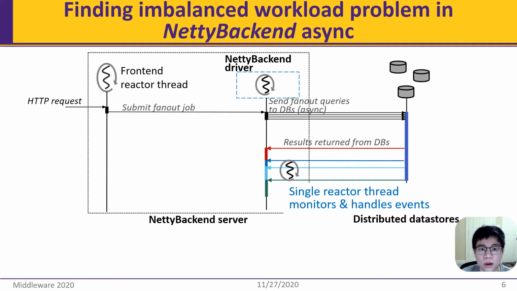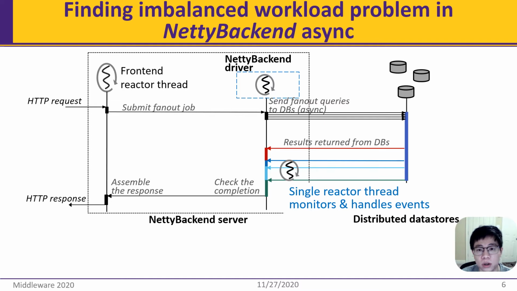After that, all intermediate results are buffered and then assembled as the response in the front-end reactor thread. Such a design truly reduces the multi-threading overhead. However, the lack of coordination of event processing between the front-end and the back-end reactor threads could lead to the imbalanced workload problem.